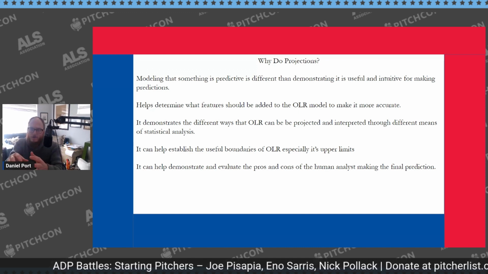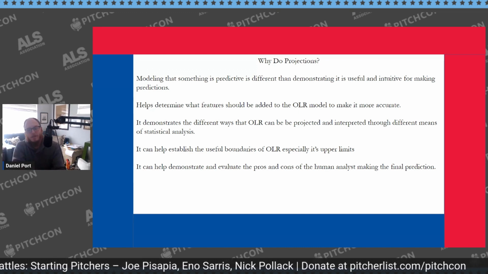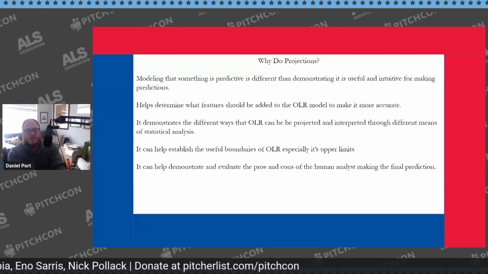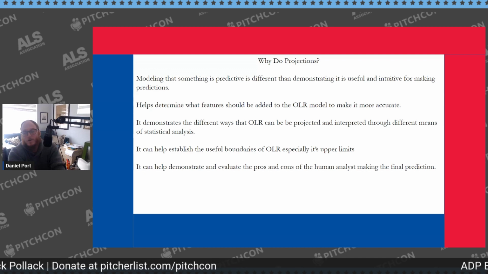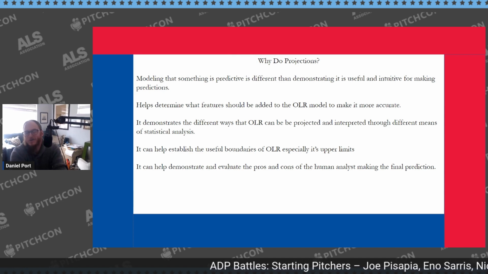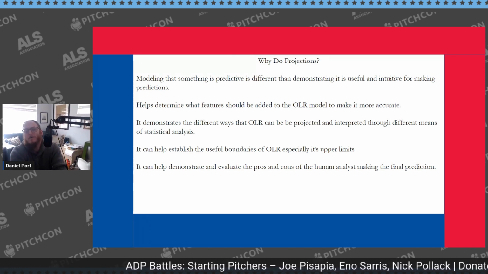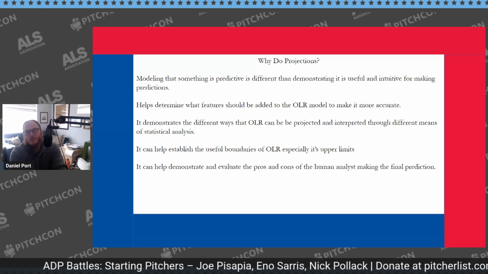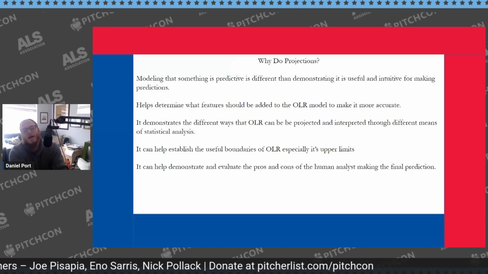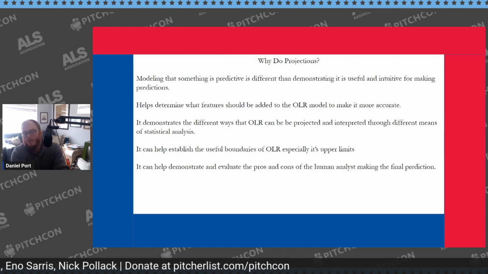Is there other statistics I should use in conjunction with this model to help me make better predictions? That sort of thing. It also demonstrates the different ways that OLR can be used, projected, or interpreted through different means of statistical analysis. And you'll see here in a second, I actually used a couple different projection models to create my predictions. So it shows a couple different ways you can use it or interpret it. And it also helps establish the useful boundaries of OLR.